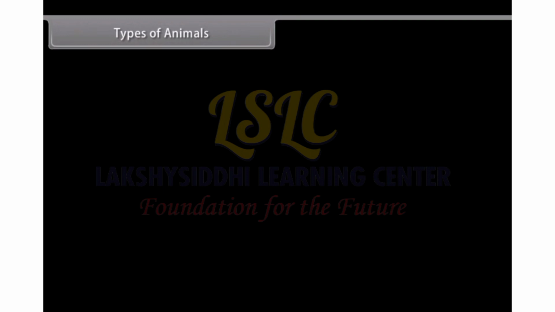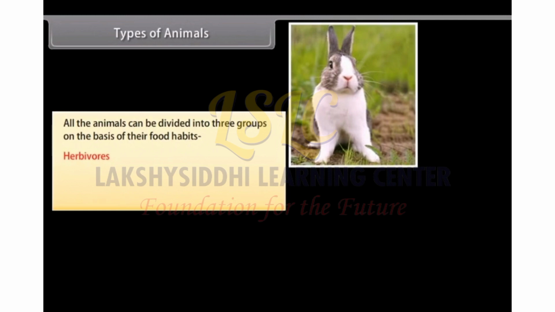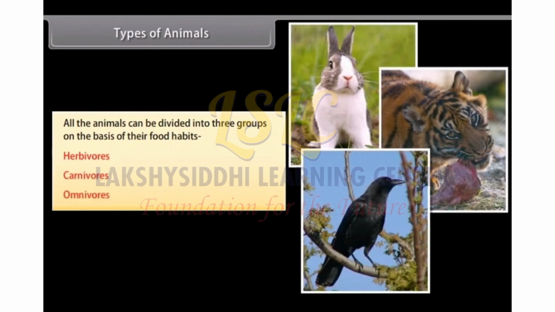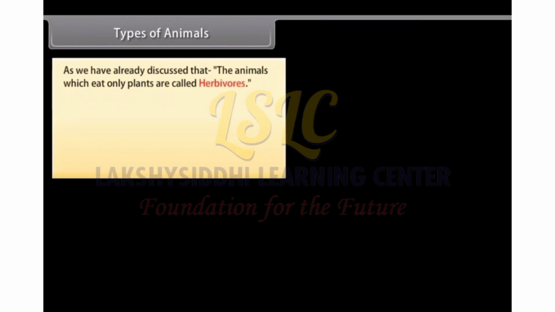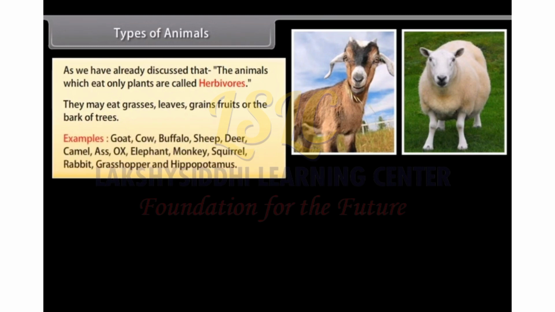Types of animals. All the animals can be divided into three groups on the basis of their food habits: herbivorous, carnivorous, omnivorous. As we have already discussed, the animals which eat only plants are called herbivorous. They may eat grasses, leaves, grains, fruits, or the bark of trees. Examples: goat, cow, buffalo, sheep, deer, camel, ass, ox, elephant, monkey, squirrel, rabbit, grasshopper, and hippopotamus.